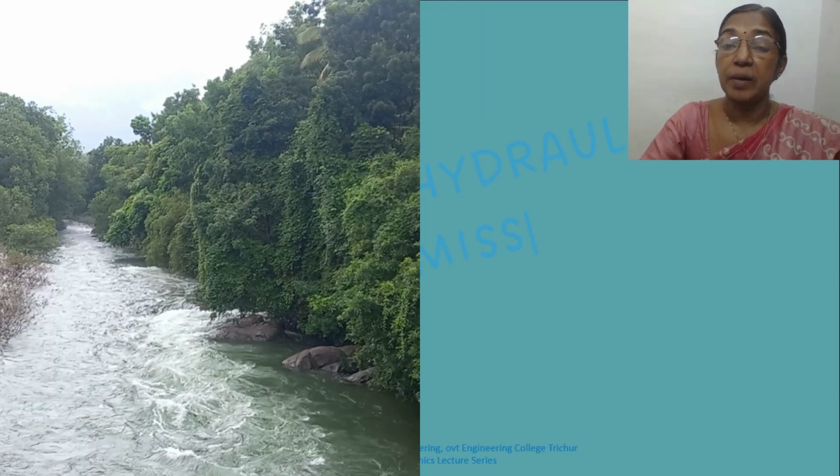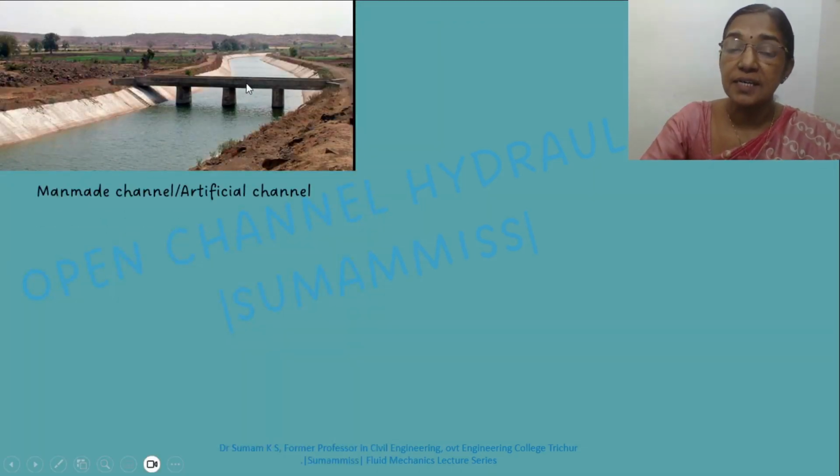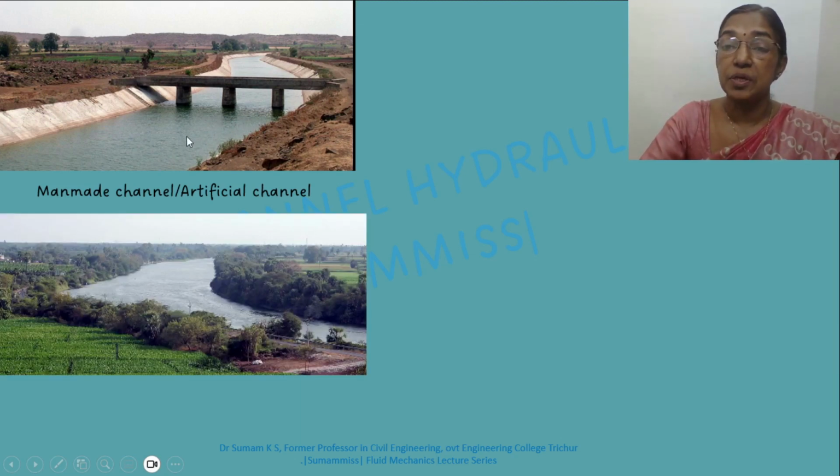Artificial channels are man-made channels. For artificial channels, we are able to maintain a constant shape and slope throughout the length of the channel. And if we are providing lining to the channel bed, we are able to maintain a constant roughness. So open channels may be used to transport drinking water, irrigation water, wastewater and floodwater.